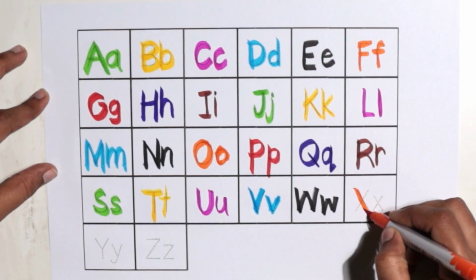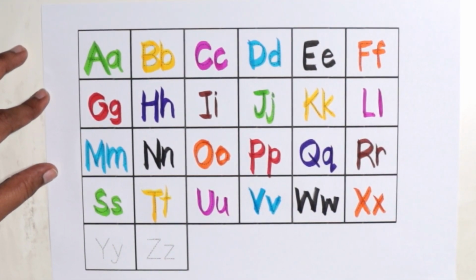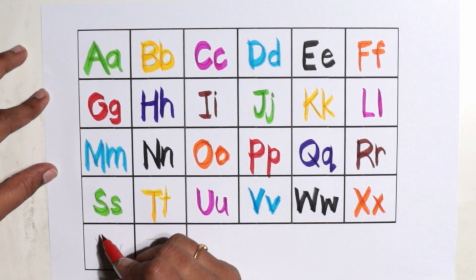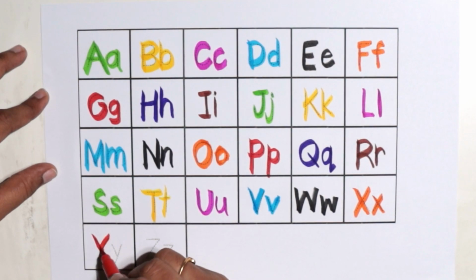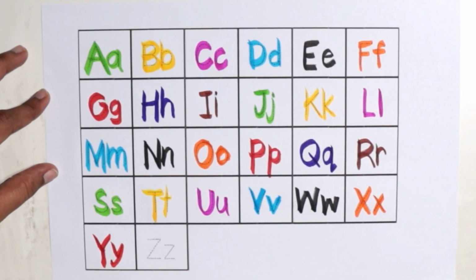Orange color, X. X for Xmas tree. Red color, Y. Y for yak.